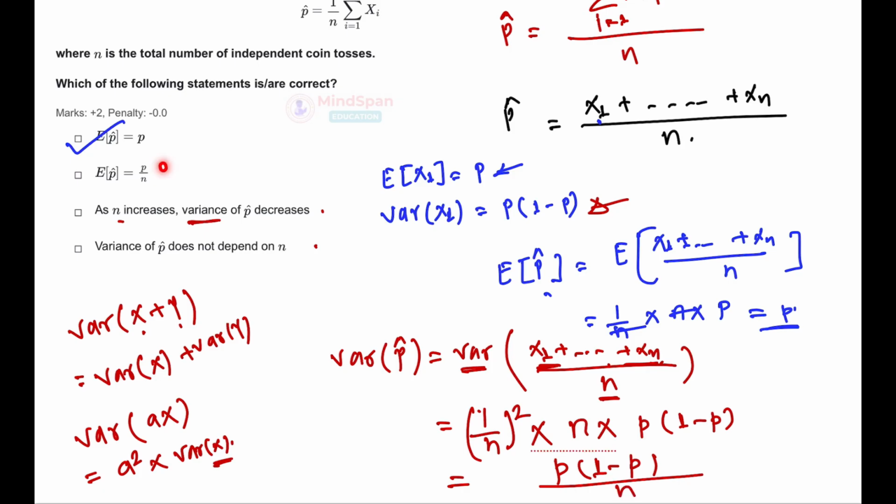Now let's look at this. So this option b will be incorrect because this is correct. As n increases, the variance of p hat decreases. Obviously, as we increase n, the variance will decrease. So this is correct. The statement that the variance of p hat doesn't depend on n is incorrect. It does depend on n, right?